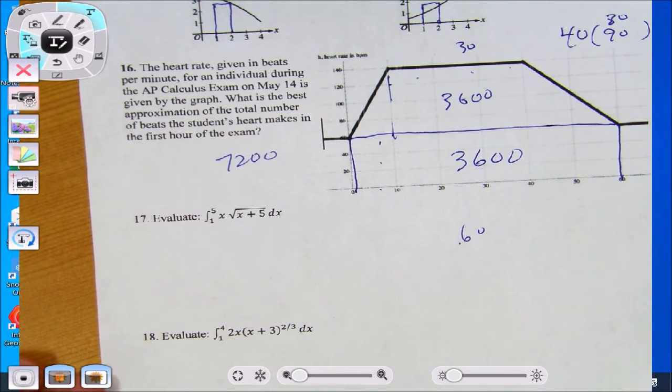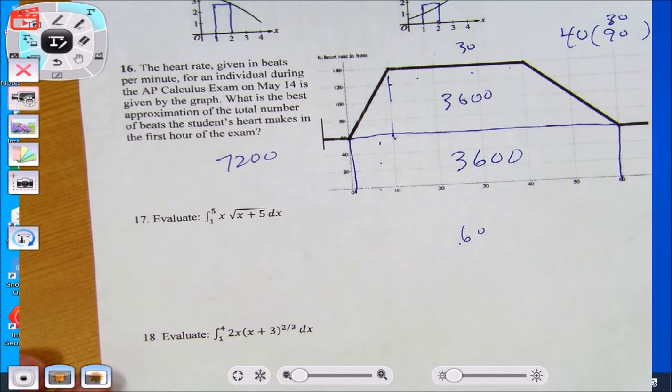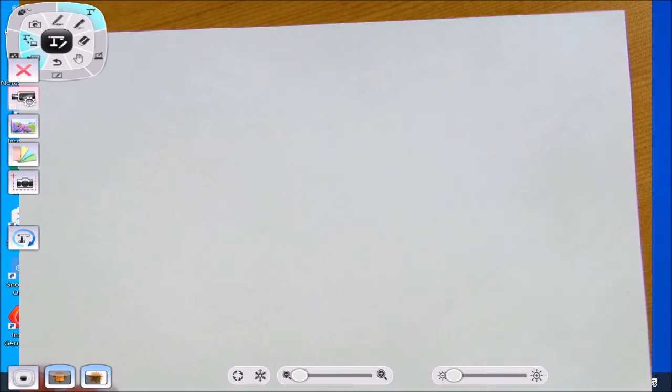Alright, ready? What's 30 times 80? 2,400. 17 and 18. I need help. I'm not a psychiatrist.